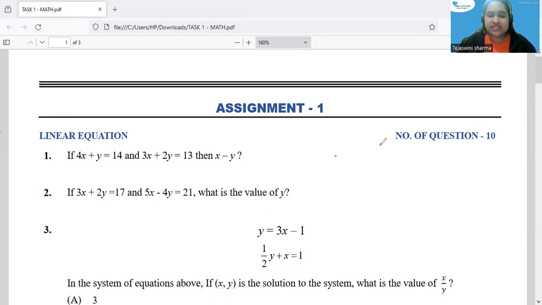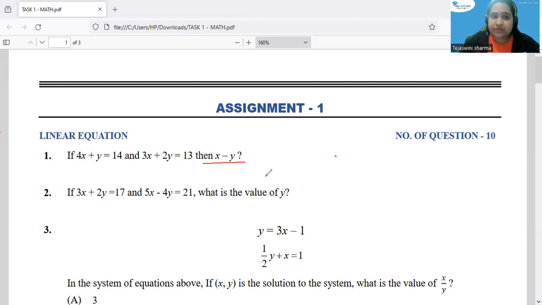Today we are going to discuss the solution of assignment 1, and here you can see that this topic is linear equation. We have been given the first question as 4x plus y is equal to 14 and 3x plus 2y is equal to 13. There are two equations and we have to find the value of the expression x minus y.